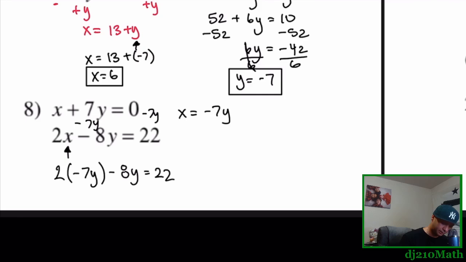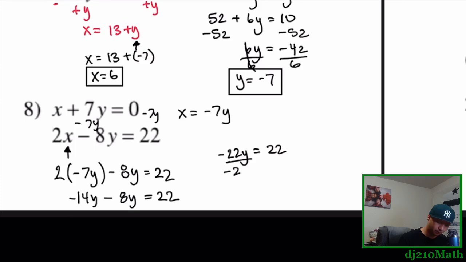This is going to be negative 14y minus 8y equals 22. So negative 14 minus 8. It's going to get even more negative. So 14 plus 4, 18. 18 plus 4, 22. So negative 22y equals 22. Dividing both sides by negative 22. Cancels, negative 1. Y is equal to negative 1.